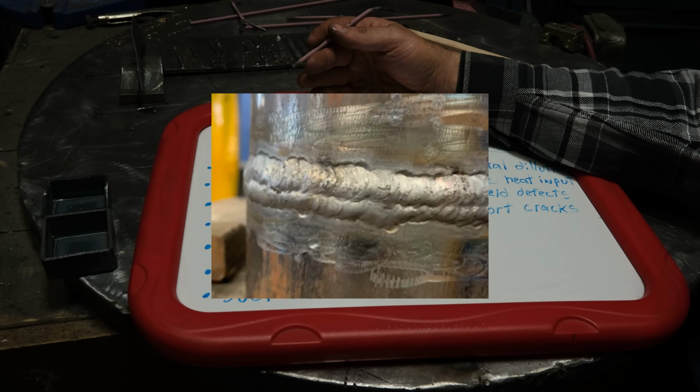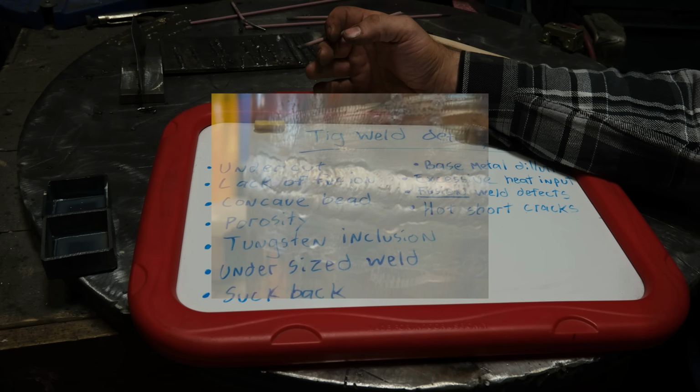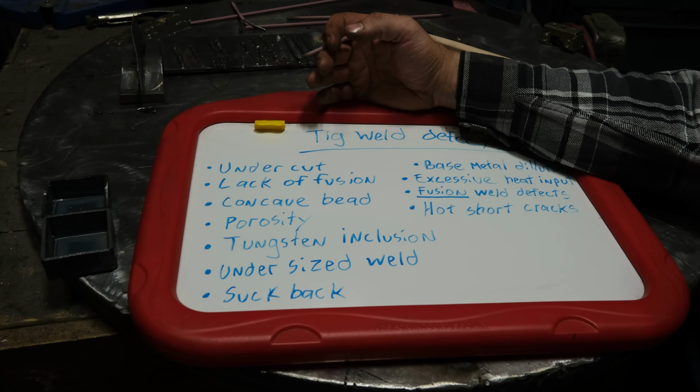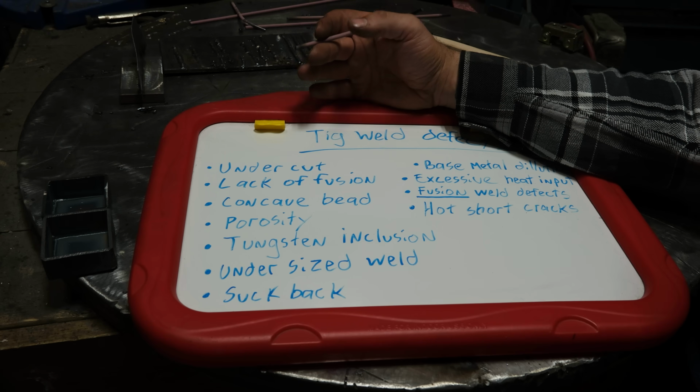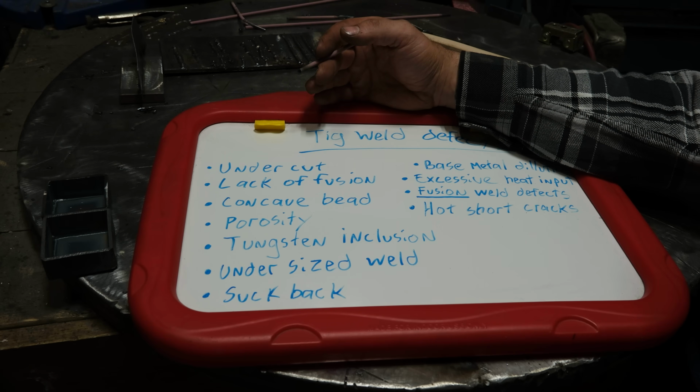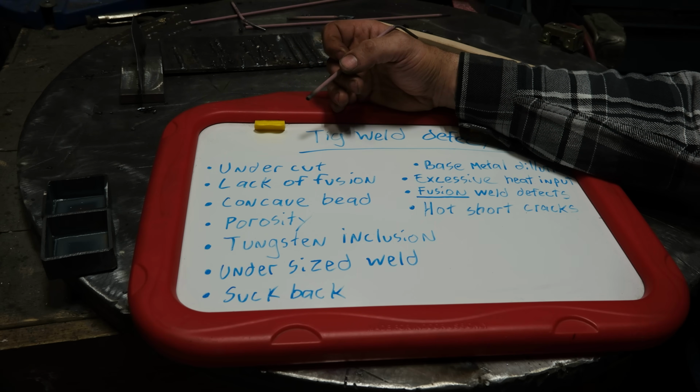Now, in the perfect world, you don't want any undercut on your weld because you're more or less thinning the base material and giving a point for a crack to propagate from. So that's generally speaking undesirable. Now with TIG, it's really easy to go back and fix undercut.